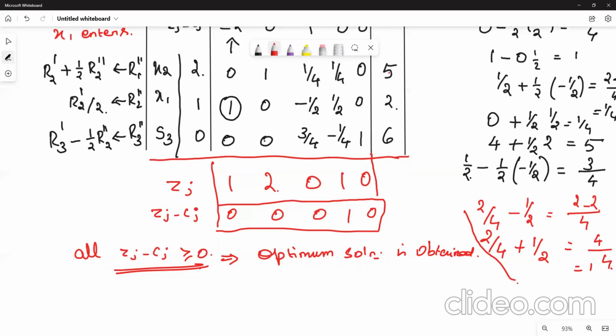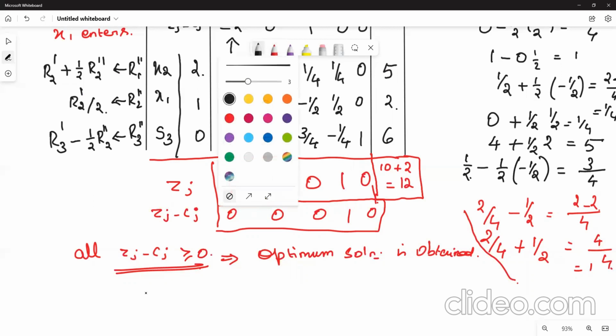That is 2 into 5, same procedure. 2 into 5 plus 1 into 2 plus 0 into 6. 2 into 5 is 10 plus 1 into 2 is 2. That is 12. So this is the solution column. We shall conclude this by consolidating all the values. So the solution is we have got Z as 12.